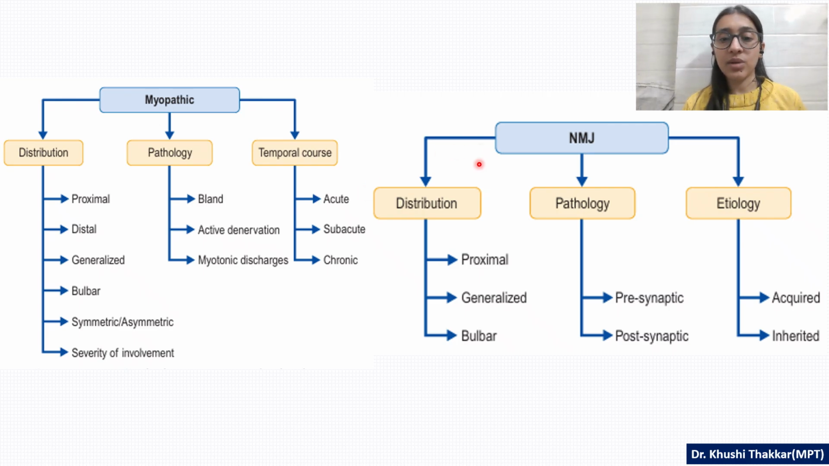Next comes your neuromuscular junction. It helps us understand the distribution, whether it is proximal, generalized, or affecting more of the bulbar muscles. Whether the pathology is presynaptic or postsynaptic, and the etiology, whether it is an acquired or inherited neuromuscular junction disorder.